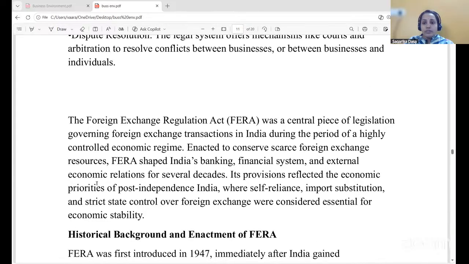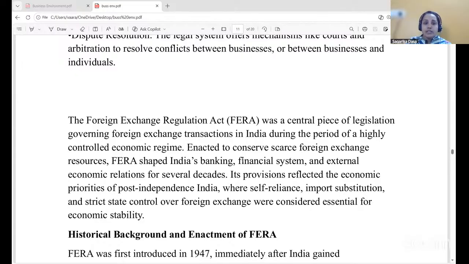Then one of the concepts we have is FERA, that is the Foreign Exchange Regulation Act, which was a central piece of legislation governing foreign exchange transactions in India during the period of a highly controlled economic regime. It is one of the economic regimes where the Foreign Exchange Regulation Act is all about governing foreign exchange transactions in India.